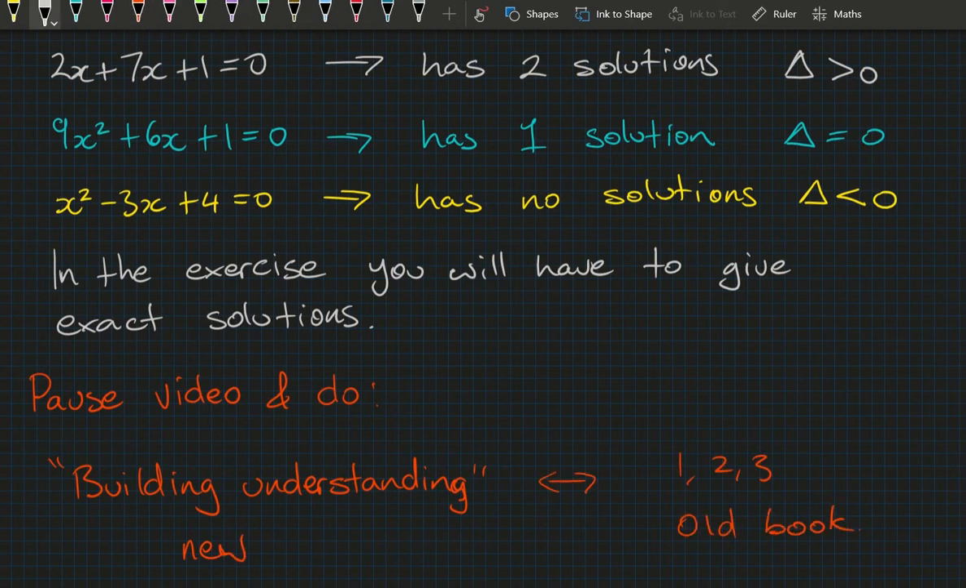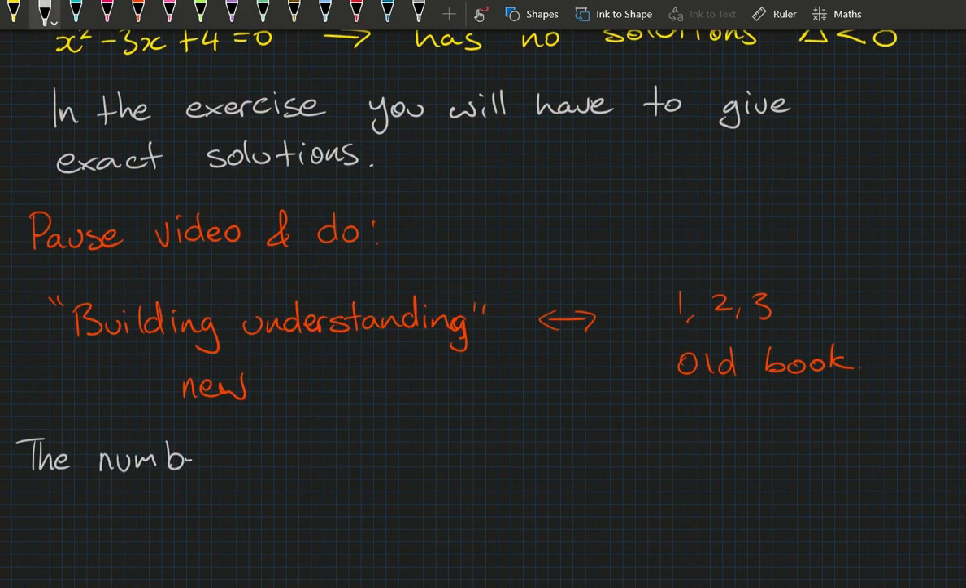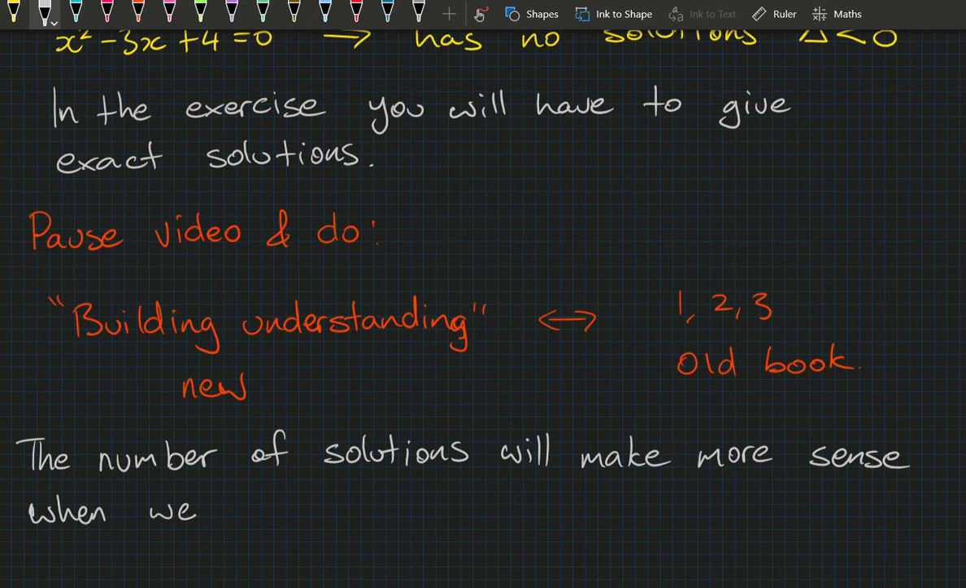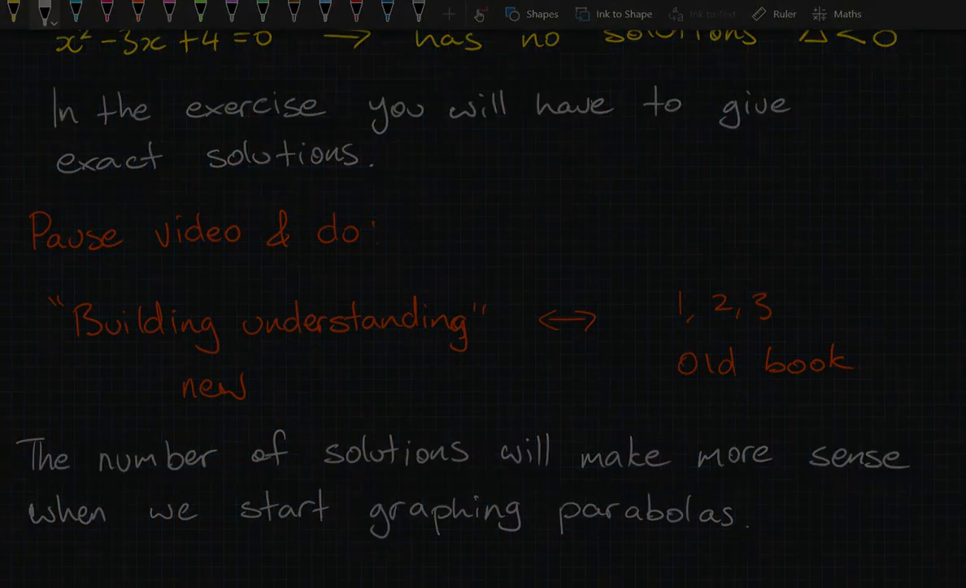And so just before you go, I'd like to mention that while the idea of the same sort of equation having a different number of solutions may seem weird now, the number of solutions will make much more sense when we start graphing parabolas. Alright, I'll see you in the next section.